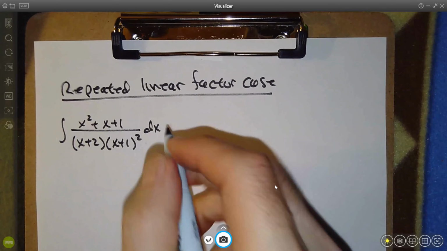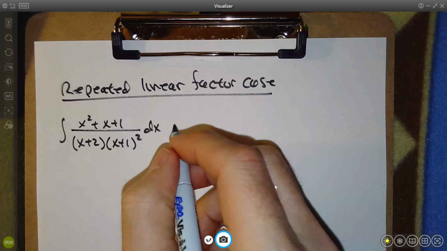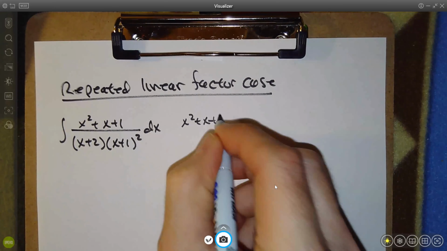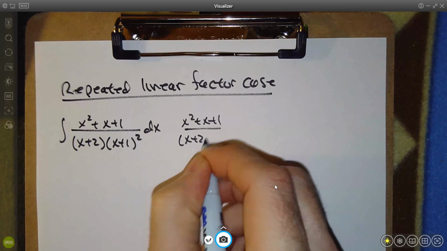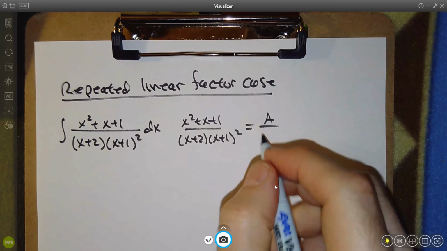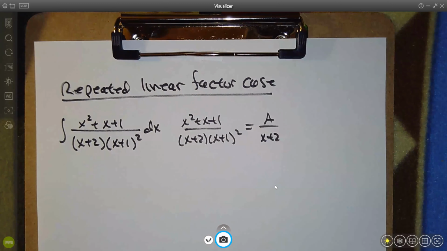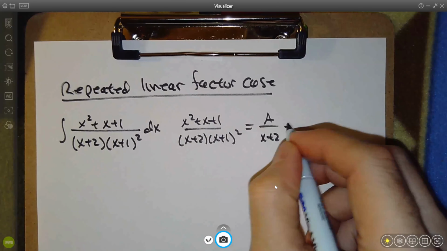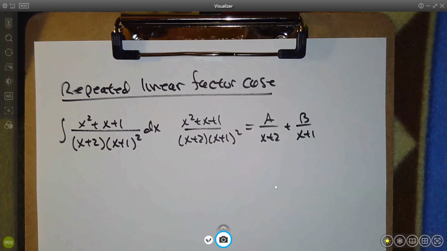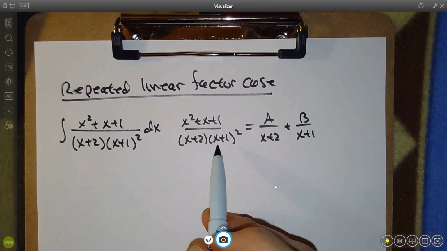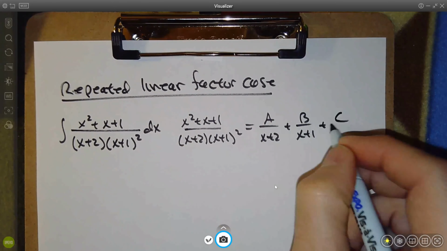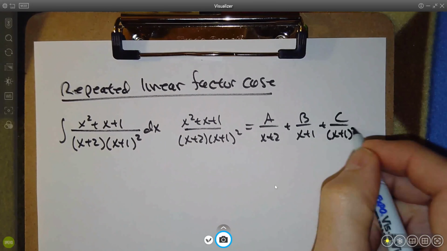Wow. All right, so the partial fraction decomposition for this, x squared plus x plus 1 over x plus 2 times x plus 1 squared, is going to start out with this: A over x plus 2, my linear term. And then the next one would be B over x plus 1. But you notice that this one's repeated. I've got x plus 1 squared. So I'll put C over x plus 1 squared.